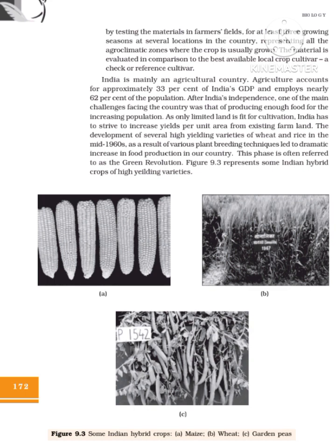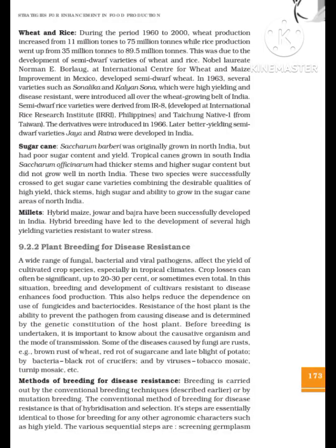Figure 9.3: Some Indian hybrid crops. A. Maize. B. Wheat. C. Garden peas. Strategies for enhancement in food production.